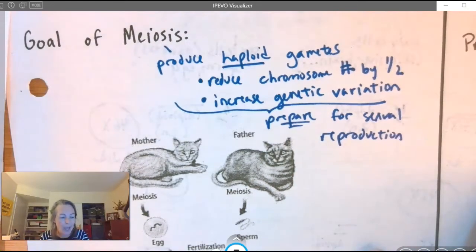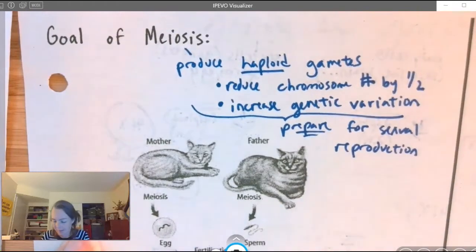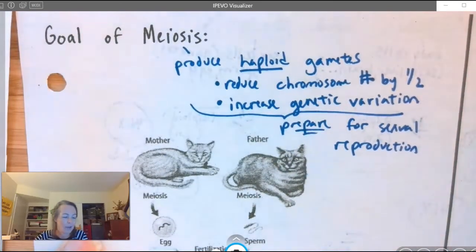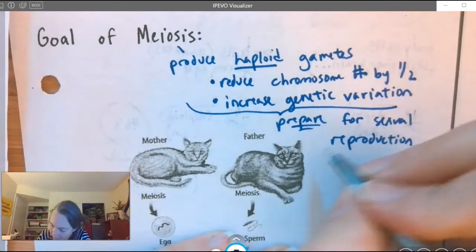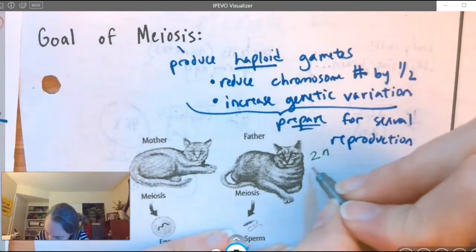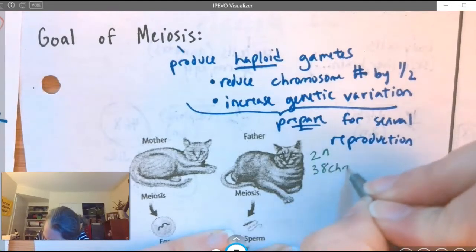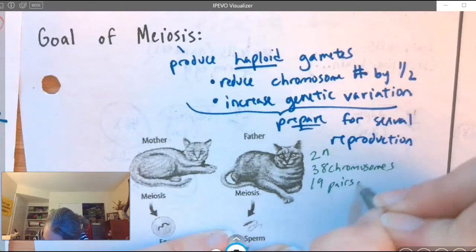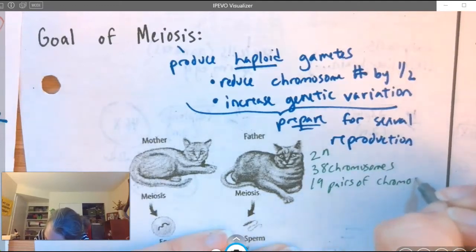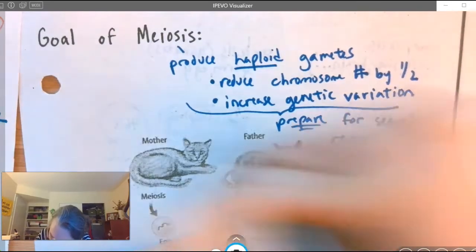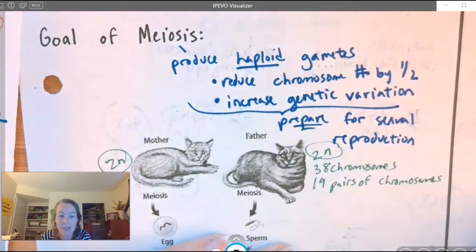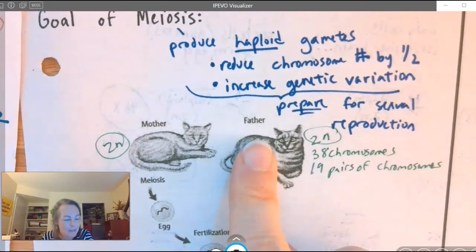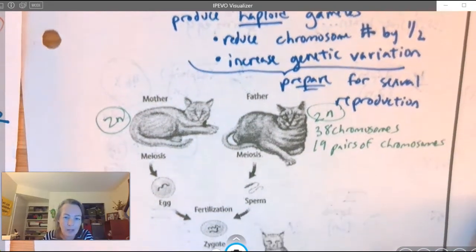So if you think about cats, okay, the mother and the father cat. First of all, cats have 38 chromosomes and 19 pairs of chromosomes. Okay, so a male cat is most of the body cells are 2N. There's 38 chromosomes and 19 pairs of chromosomes in both the mother and father cat and most of their cells. Okay. But if we want to make the next generation of cat, we need to do meiosis.